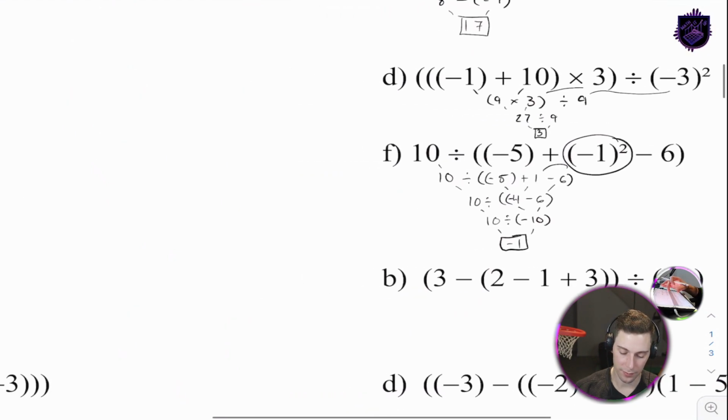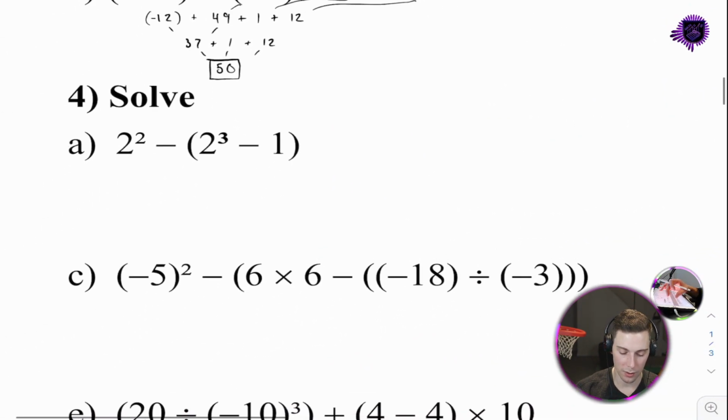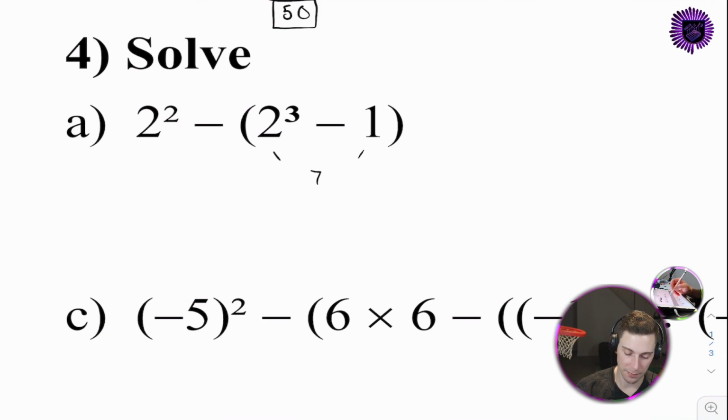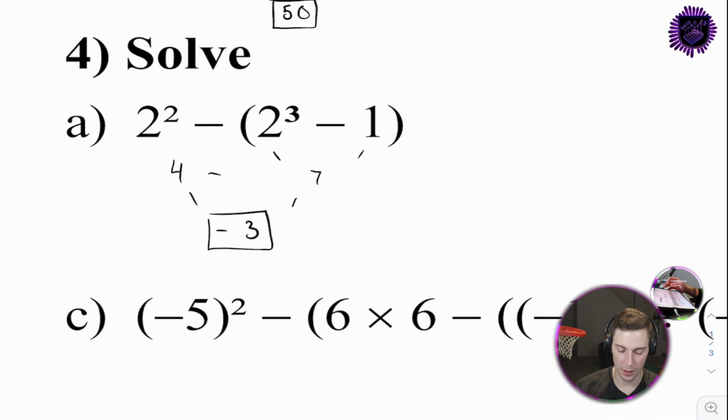Strange stuff. 4a. Let's do our exponents, and well, let's do this first. 2 to the power of, that's going to be 8 minus 1. That's going to be 7. And then we're going to have 4 minus 7, which is going to be negative 3. Answer, negative 3.